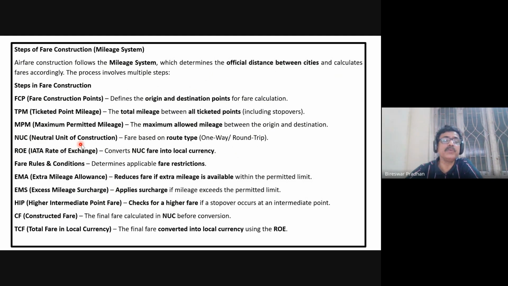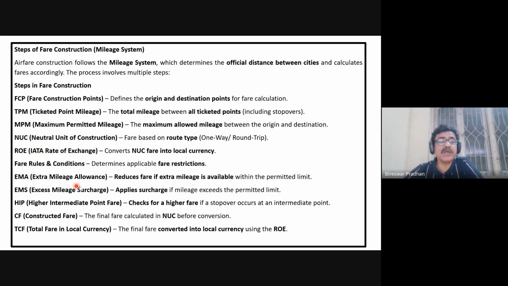NUC, neutral unit of construction, here based on the route type, one way, round trip. ROE, IATA rate of exchange, converts the NUC fare into the local currency. And fare rules and conditions determine the applicable fare concept. These are the points.